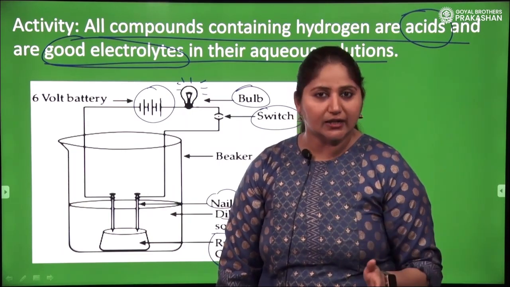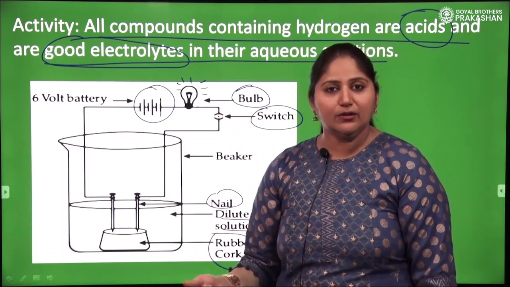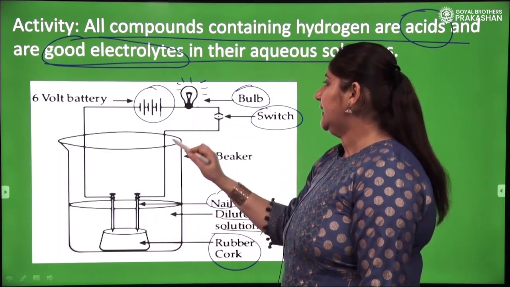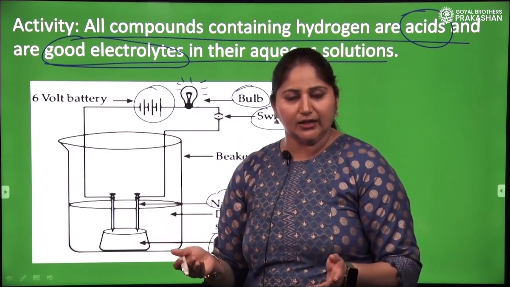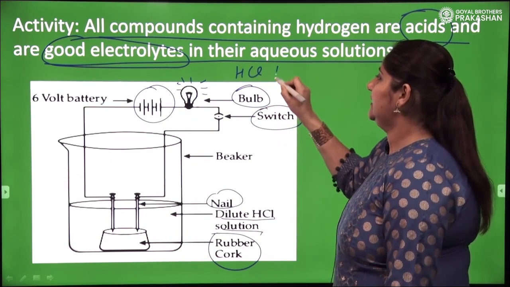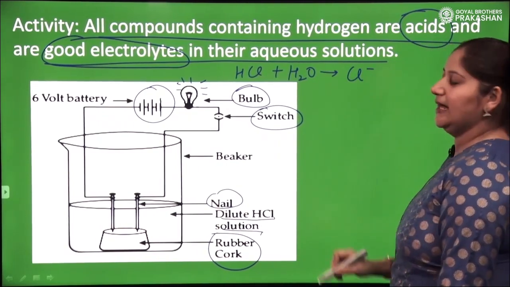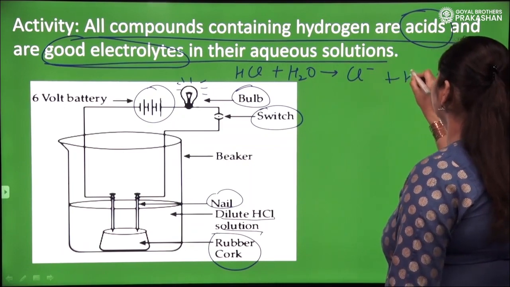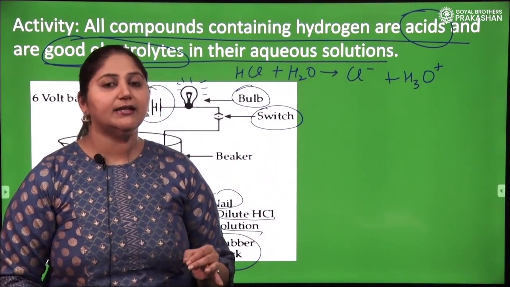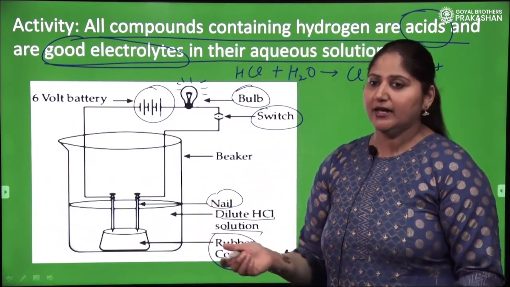Yes, HCl is a good conductor of electricity because as soon as we switch on the key, the bulb glows. Why does the bulb glow? Because the current passes through the HCl, and HCl is a good conductor, so it conducts electricity. But why is HCl a good conductor? What could be the reaction for HCl in water? As we already wrote, HCl plus water forms Cl minus ion and H3O plus. Because it releases H3O plus ions, it is a good conductor of electricity. It has free ions in its aqueous solution to conduct electricity, right?